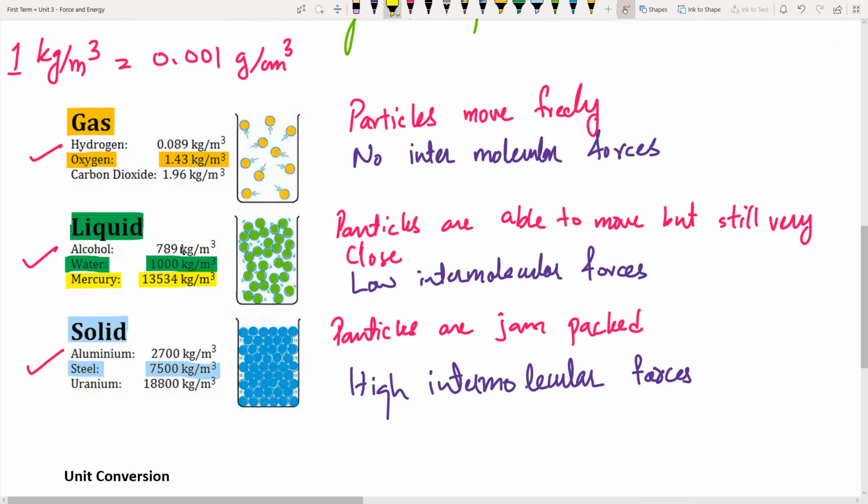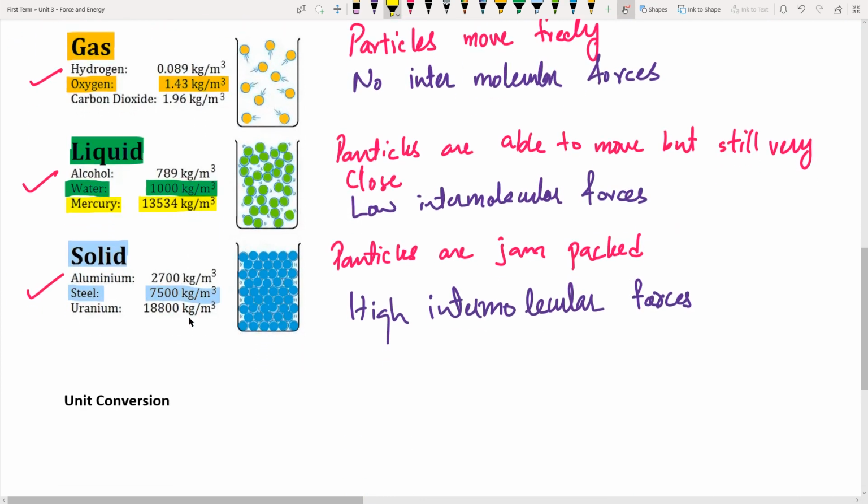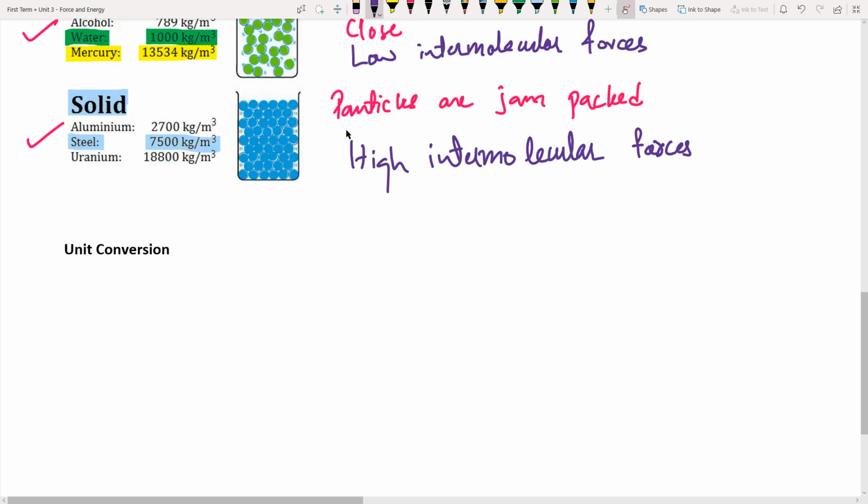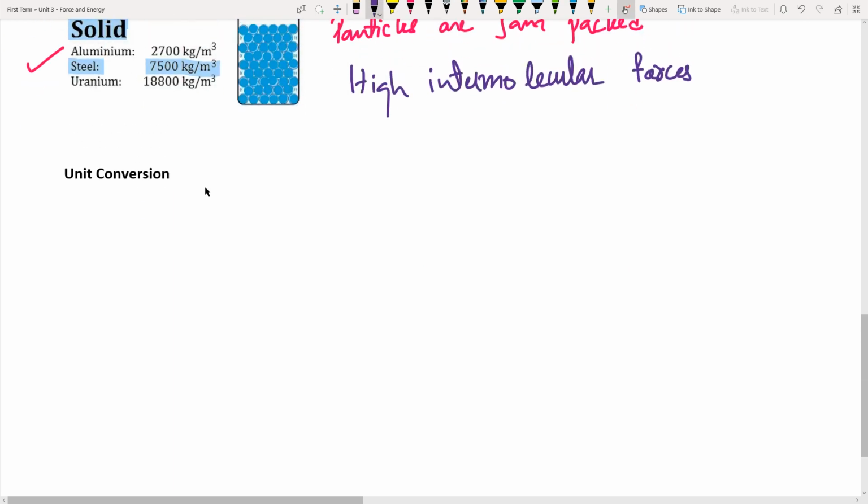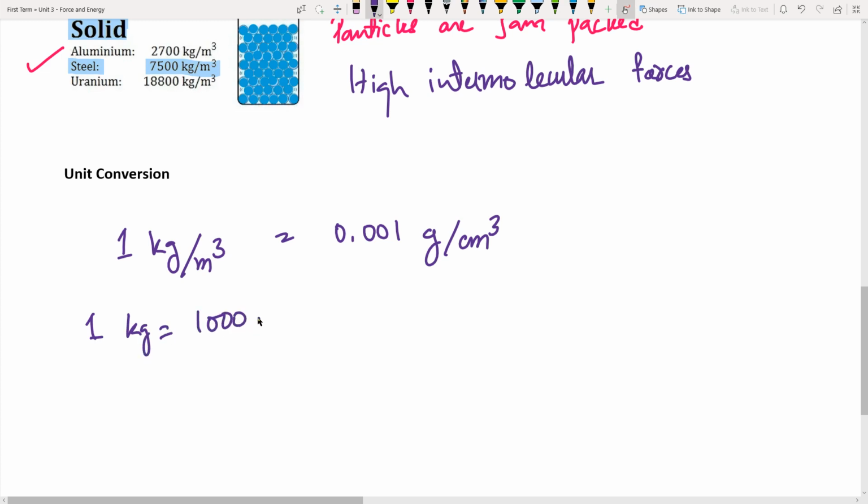These are some examples of the density values, but as I said, these are all in kilograms per meter cube, so we're going to have a unit converter for this. I'm just going to give you this basic unit conversion. So we do know that 1 kilogram per meter cube is going to be 0.001 gram per centimeter cube. And why is that so? Because we do know that 1 kilogram has 1000 grams.